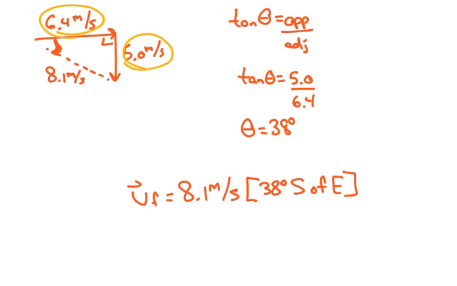And as we've dealt with before, we have two ways that we could possibly show this direction. This way, or we could say 8.1 meters per second starting east and moving 38 degrees to the south.